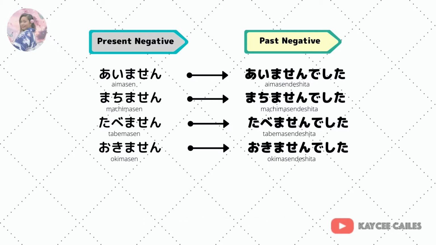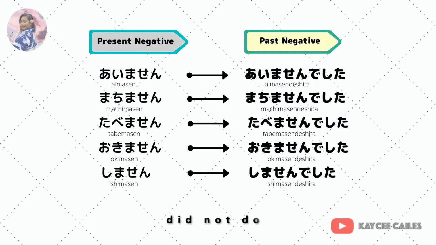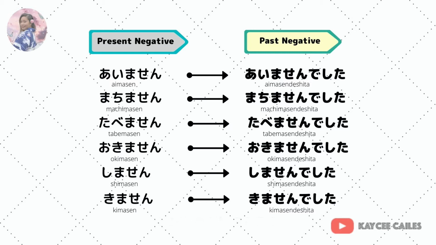And as mentioned earlier, these are examples of ru verbs. Shimasen will be shimasen deshita. Kimasen will then be kimasen deshita. These are our irregular verbs. Notice the change from masen form to masen deshita form. Huwag kayong malilito ha.